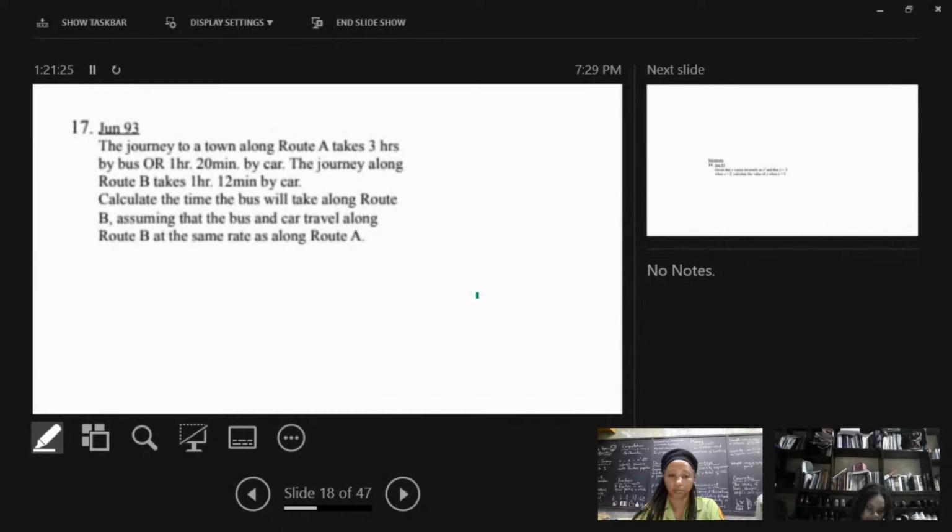So they want to know how long it would take for the bus along Route B. You can read it again. Read it out loud again.